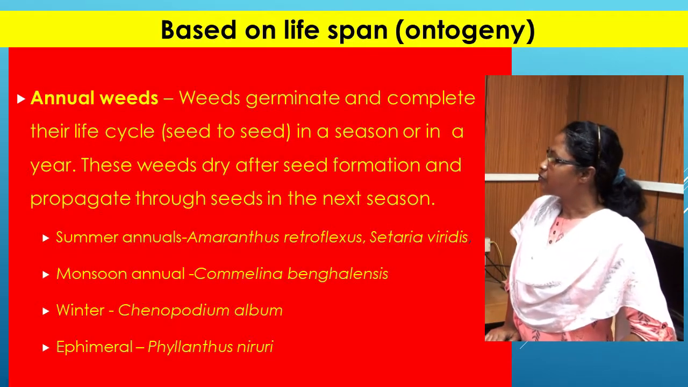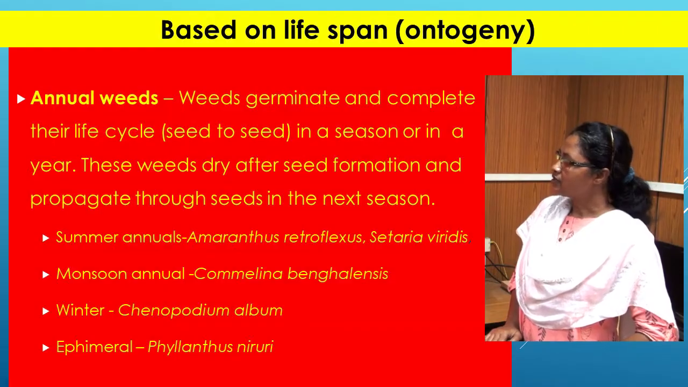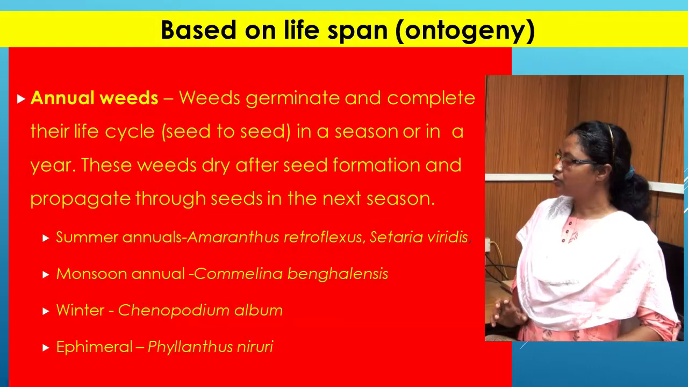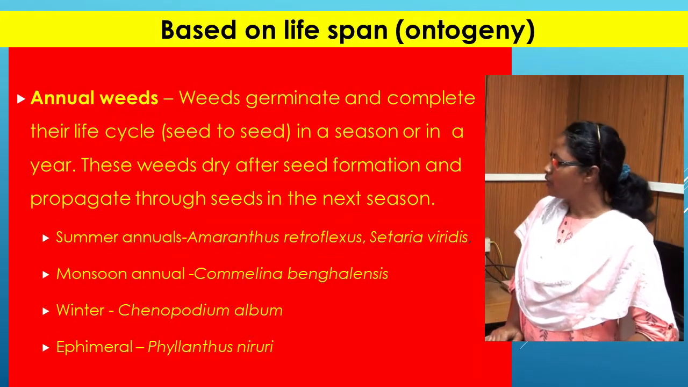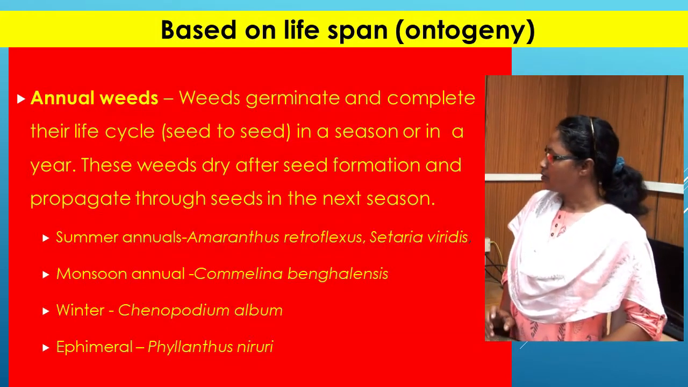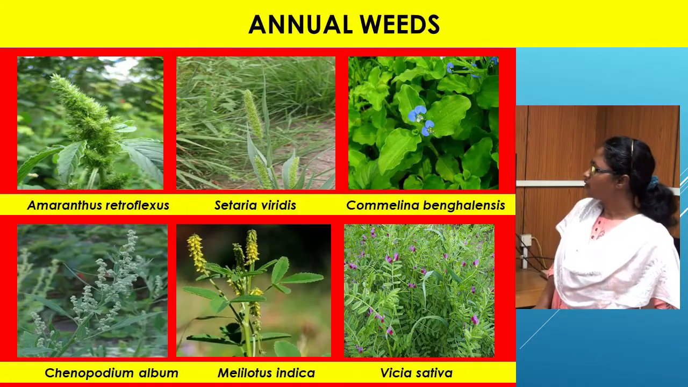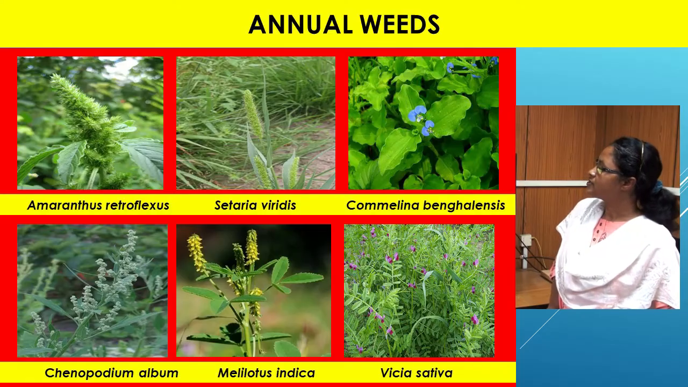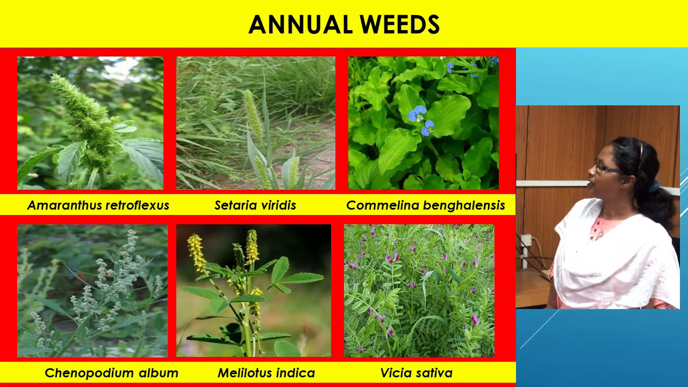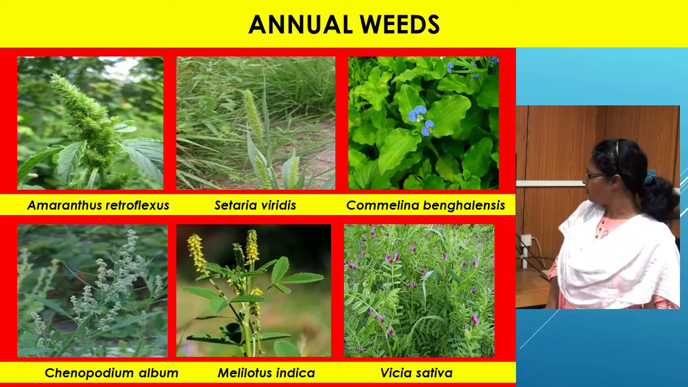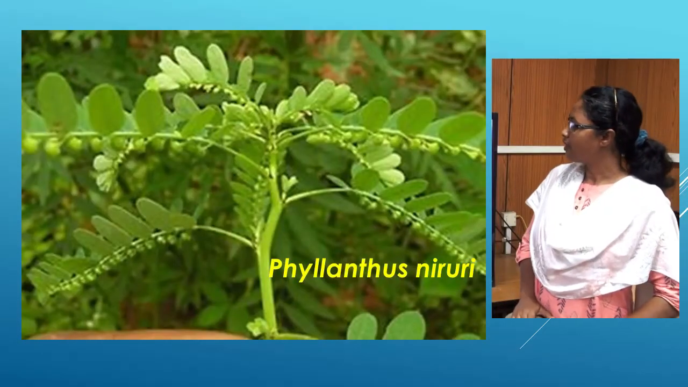Another classification under annual weeds is ephemeral, meaning weeds which have a very short lifespan. An example is Phyllanthus niruri. The life cycle of Phyllanthus niruri is within 60 days. These are the pictures of annual weeds: Amaranthus retroflexus, Setaria viridis, Commelina bengalensis, Chenopodium album, Melilotus indica, Vicia sativa. This is the picture of Phyllanthus niruri.